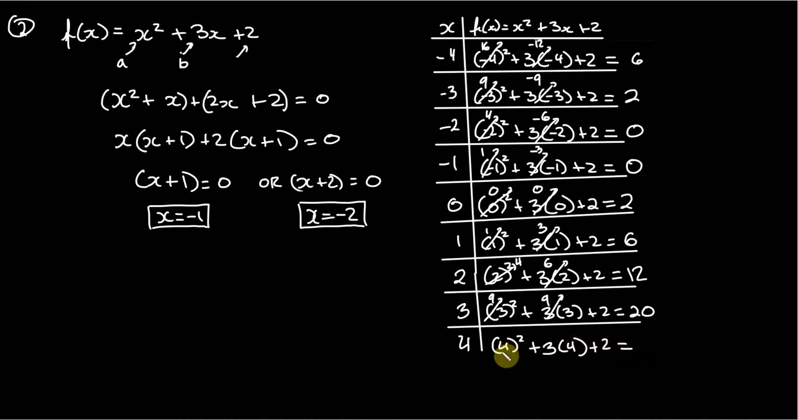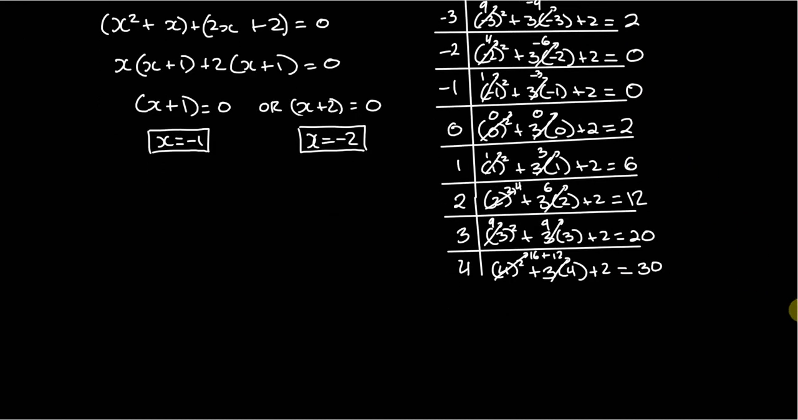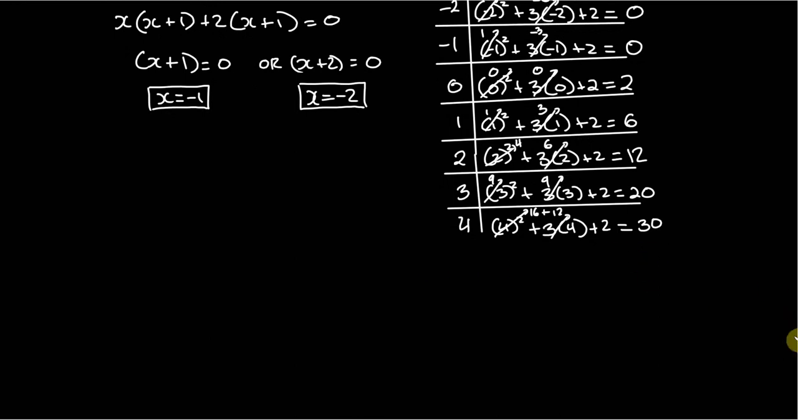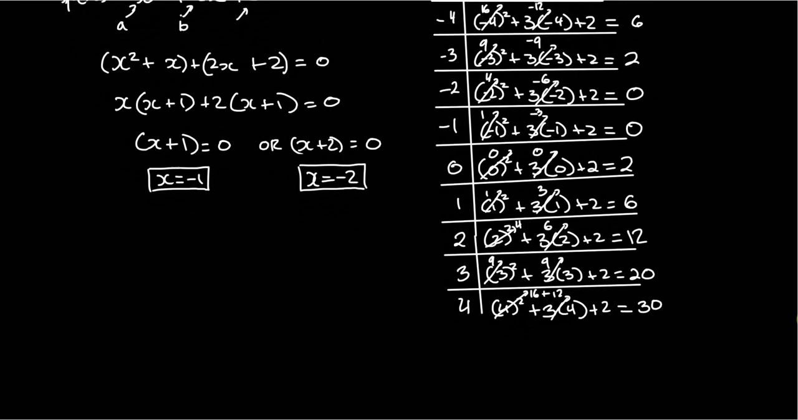Well, 4 squared is 16. 3 times 4 is 12. 16 plus 12 is 28, plus 2 is 30. Okay, so here are our x values and our corresponding y values. Now we can plot the graph. I need to make sure I have enough space, because our highest y value is 30.